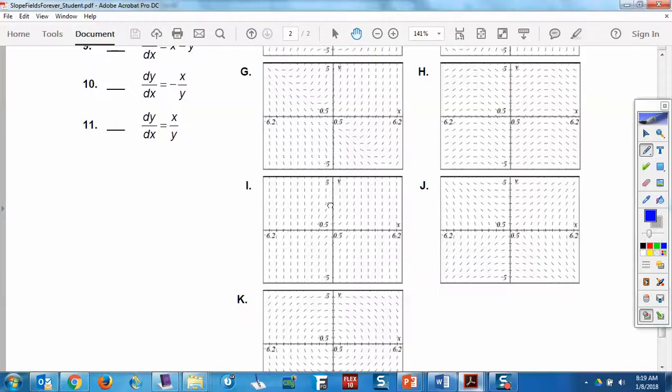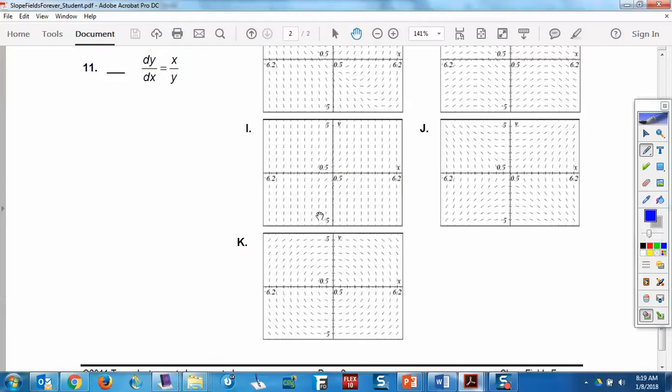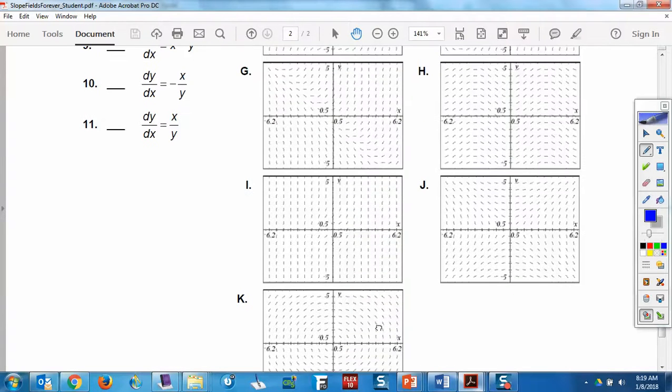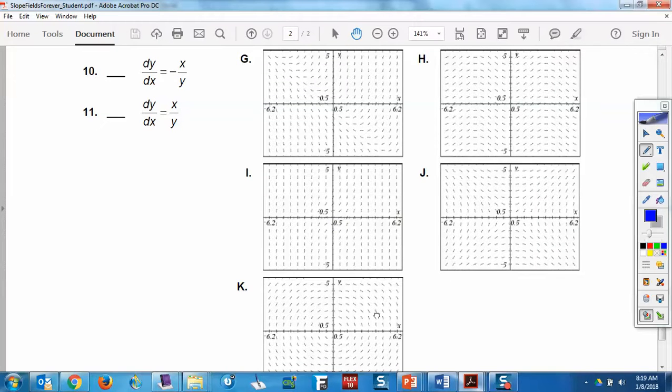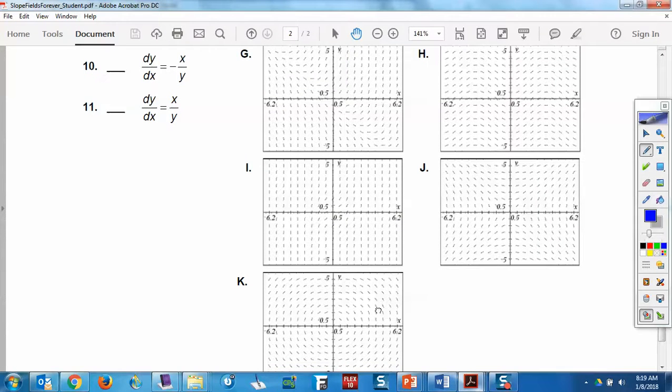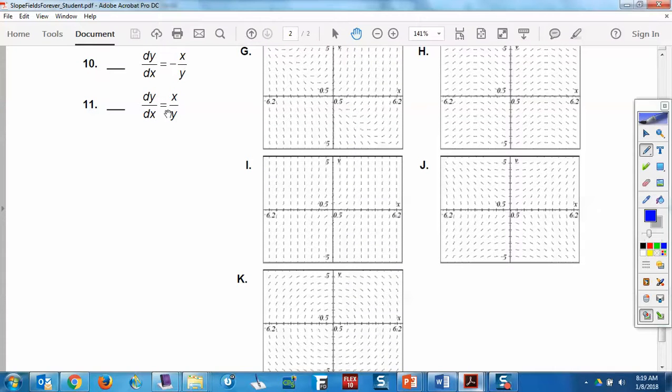K or A? K. Which one are we doing? 10? You were the one who said that. 10 is K. 11, J. J. So what did we say? 11 is J? Yeah, 11's got to be J, right? And 10's got to be K. The negative makes a difference, okay?